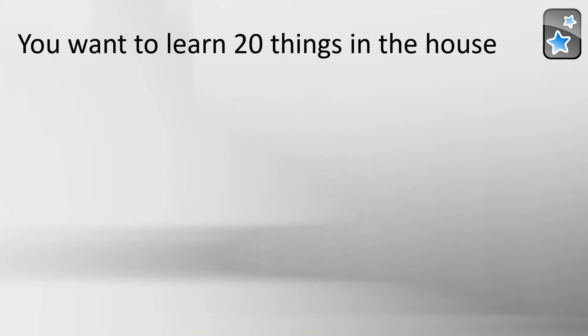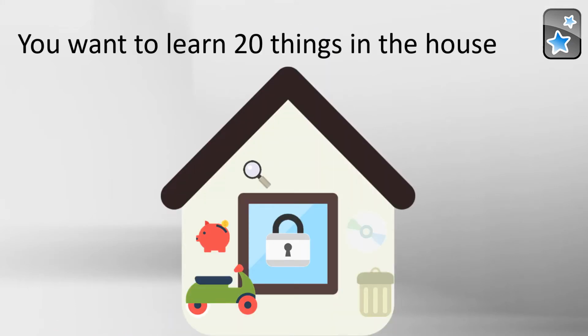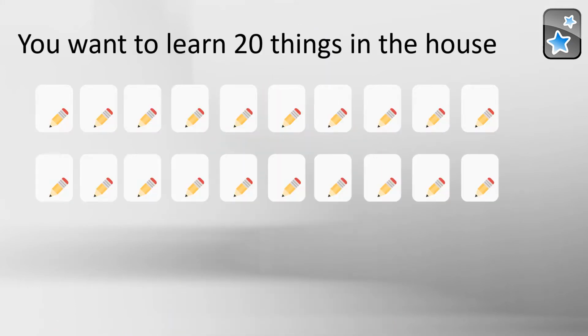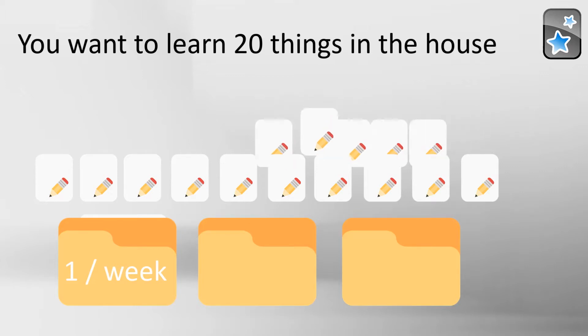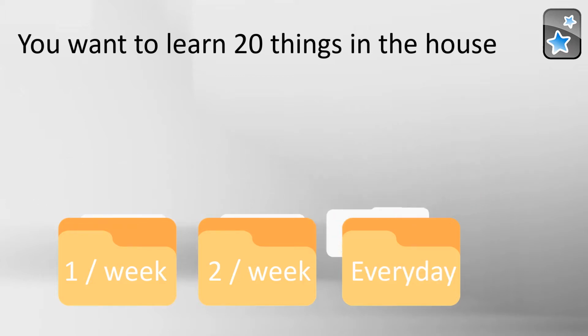What does it mean? For example, you want to learn 20 things in the house, so you write 20 paper flashcards. And 5 of them are things you already know, so you put them in a once a week review box. And 5 of them you are familiar with but you think you need to review more than once per week, so you put them in a 2 times a week review box. And the remaining 10 cards are really new for you, so you put them in an everyday review box. This is a spaced repetition technique.